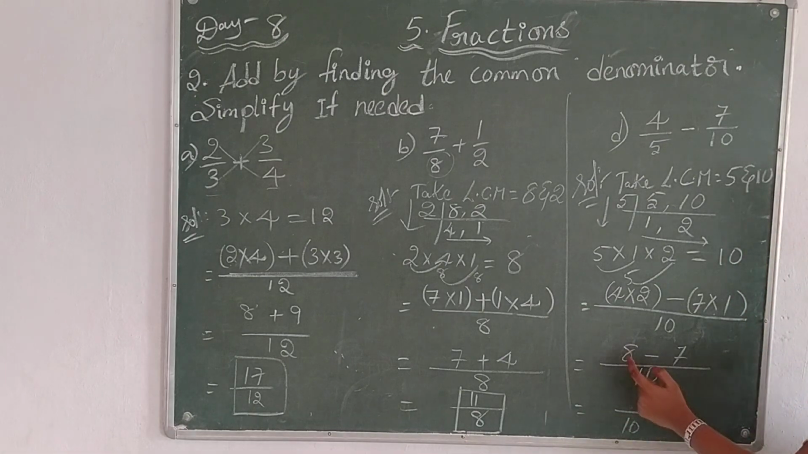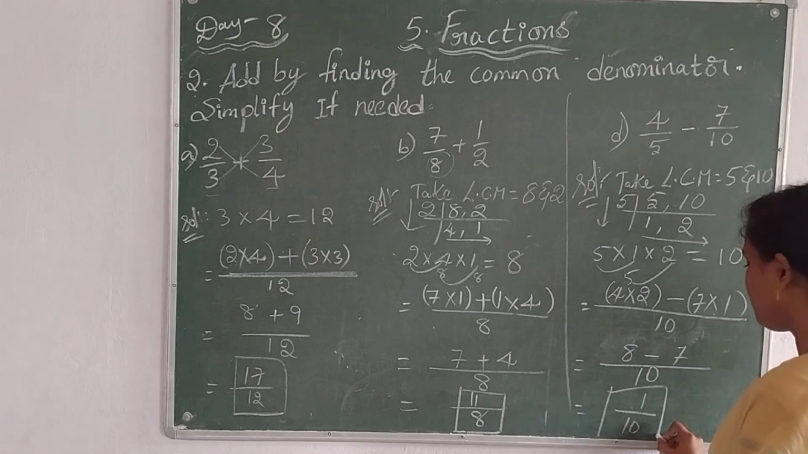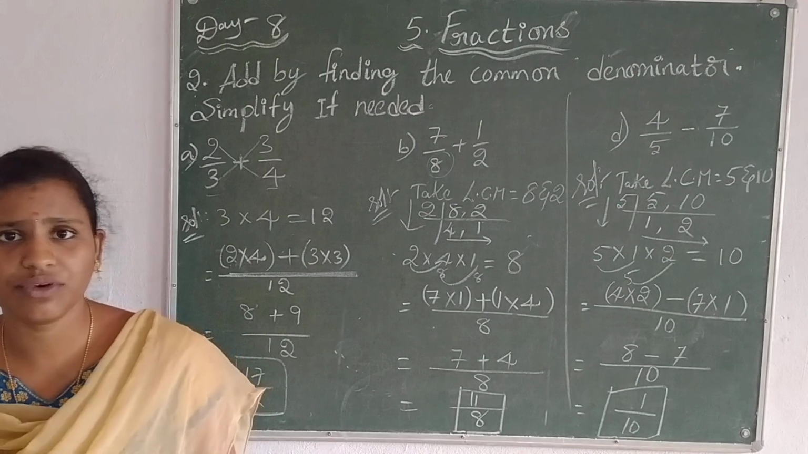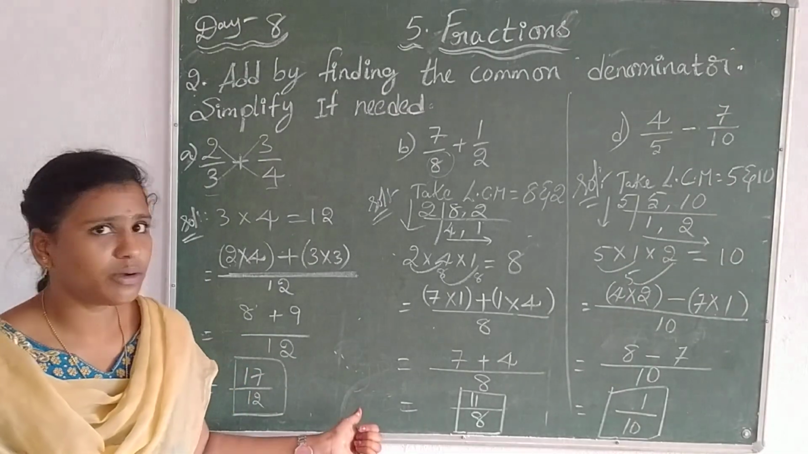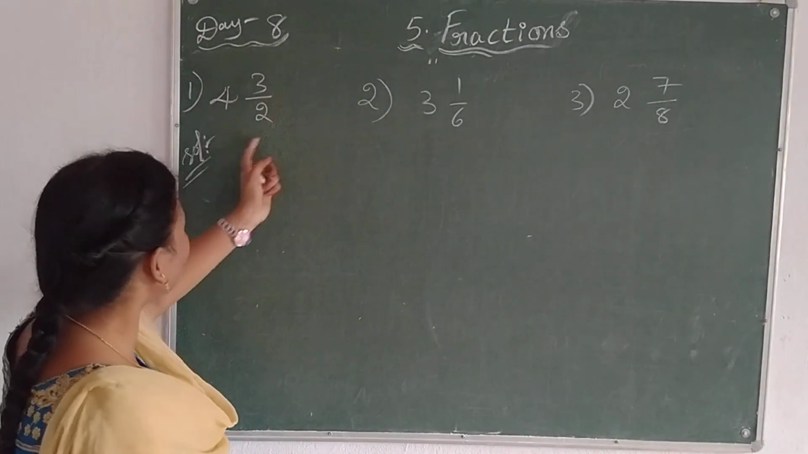Okay. 8 minus 7 is 1. So this is the answer. I hope you understand this term. Is it clear to all of you? First note down.